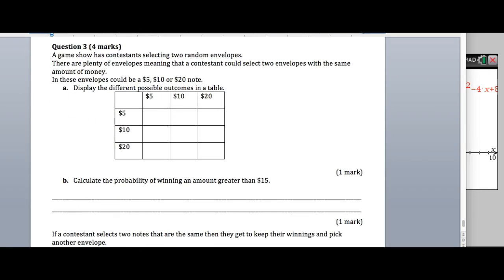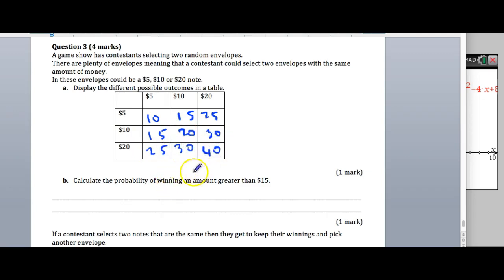All right, let's quickly get this one done. Okay, a game show has contestants selecting 2 random envelopes. There are plenty of envelopes, meaning that a contestant could select 2 envelopes with the same amount of money. In these envelopes could be $5, $10, or $20. Display the different possible outcomes. So you could have $10, $15, $25, $15, $20, $30, $25, $30, $40.